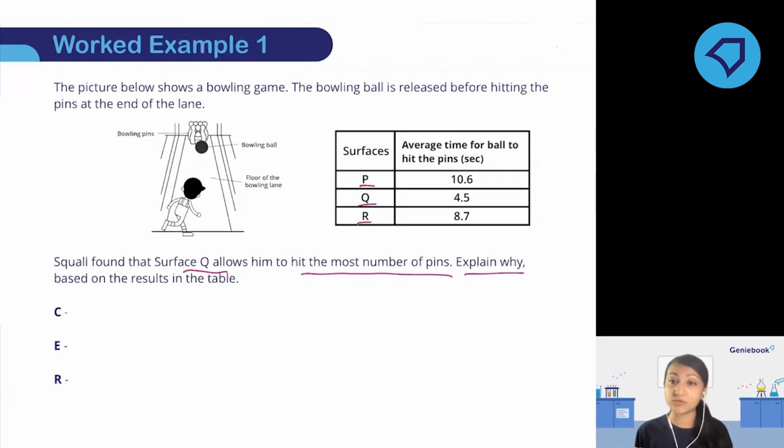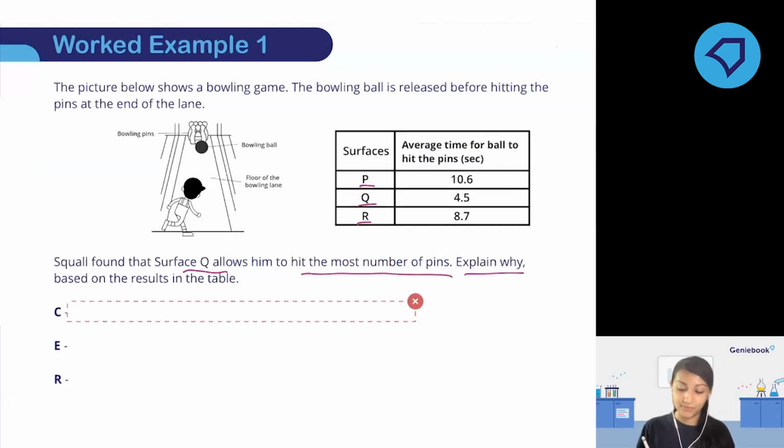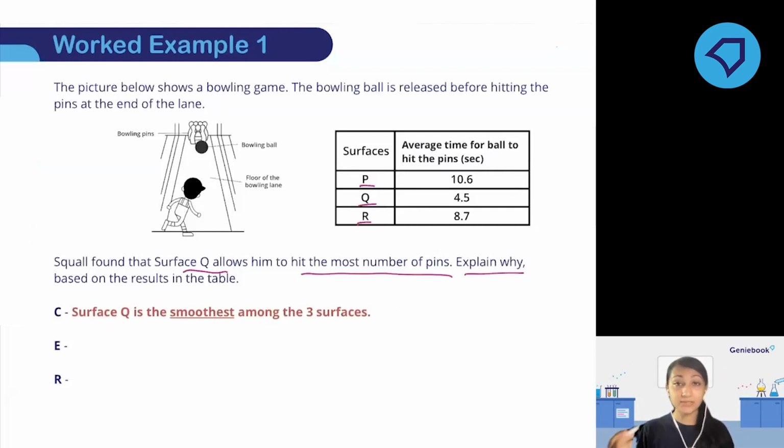Let's see who can get this right. Q is the smoother surface. Do the rest of you agree? Renton, Serene, yeah, okay. You got it. It's the smoothest, but you have to fill up the comparison part among the 3 surfaces. Okay, just to make your answer very clear, right?